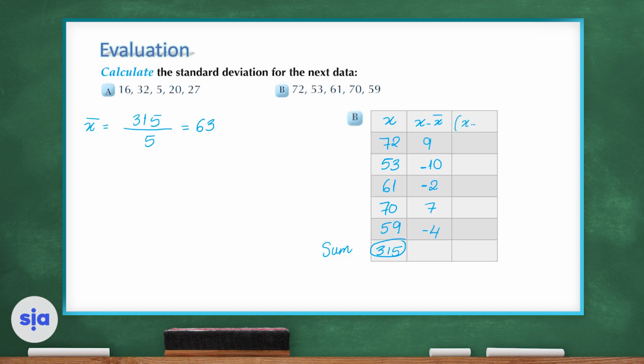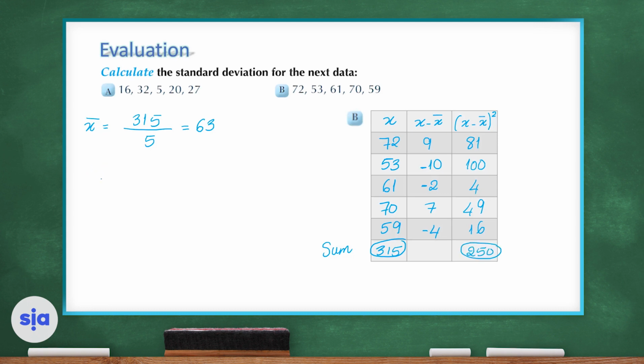The third column, x minus x bar all squared. So we're going to square each term in the second column. So 9 squared is 81, negative 10 all squared is 100, negative 2 all squared is 4, 7 squared is 49, and negative 4 all squared is 16. The sum of this column is 250.